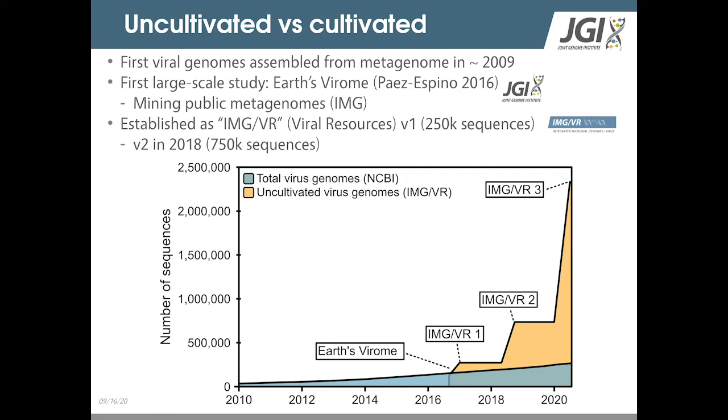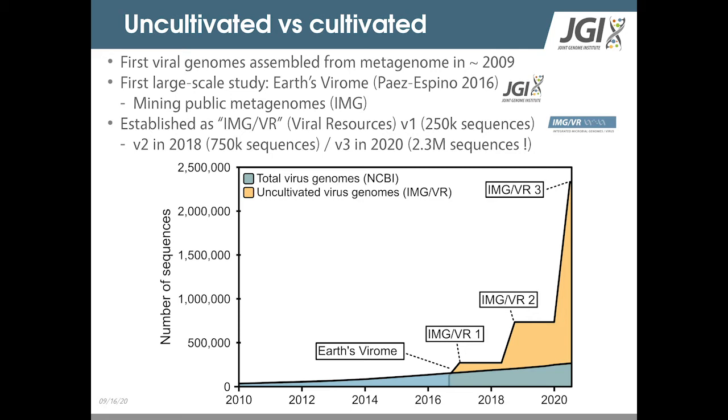But that was 2016. In 2018, there was a second version of IMG-VR, with 750,000 sequences here. And then this V3 that I will talk about today is just blowing the top off all this. We are now at 2.3 million sequences. And you can see the growth curve being extremely different between what we can do from metagenomes in this yellow color and what you can do from isolates in blue. So I'm not just setting up a straw man. Really, assembling viral genomes from metagenomes is becoming the primary way of exploring viral diversity at this point.